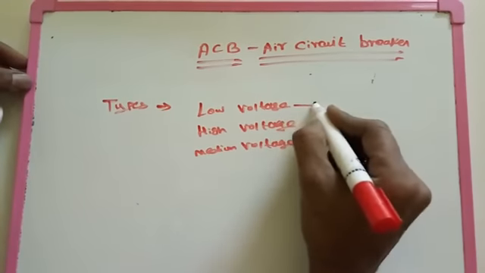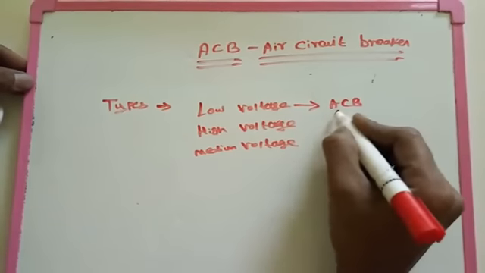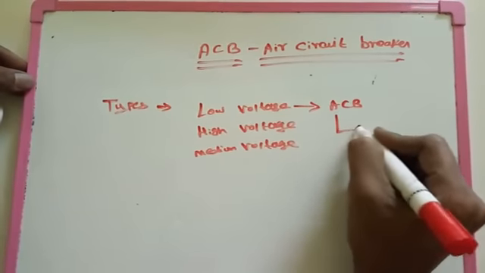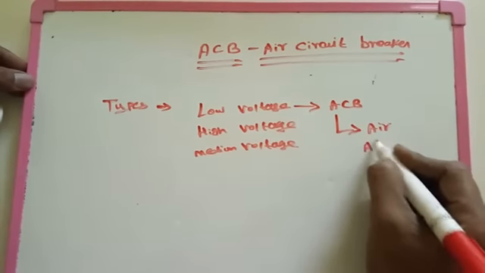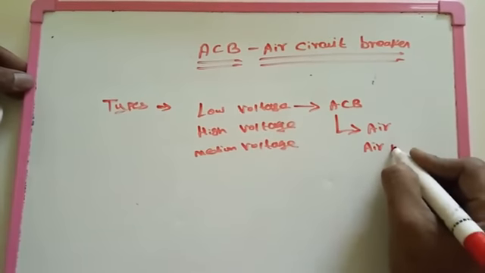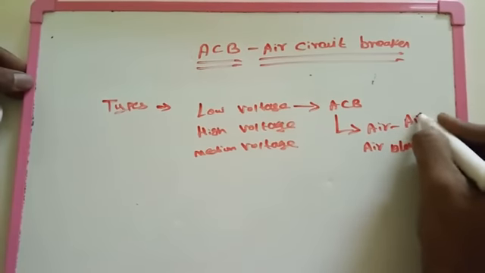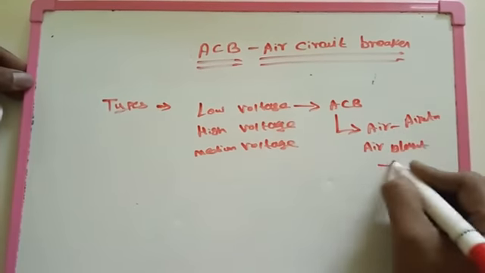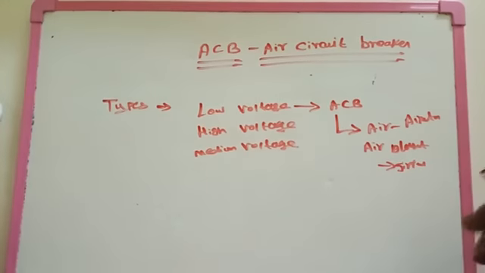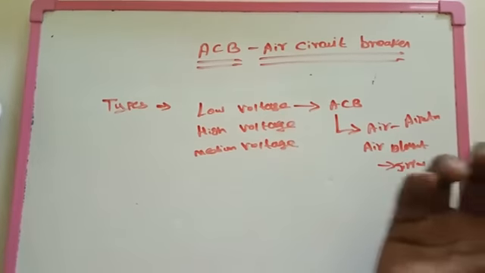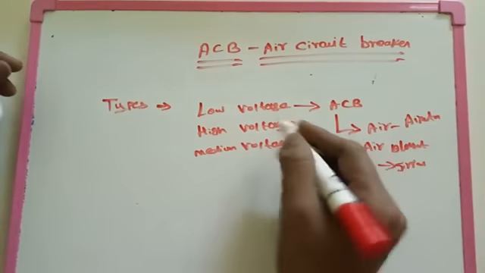First, in low voltage circuit breakers we have the air circuit breaker, that means ACB. ACB also has 2 parts. The first one is the air circuit breaker, and the second one is the air blast circuit breaker. This one uses atmospheric normal air. In this one we give artificial air from an external source into the circuit breaker. So these 2 circuit breakers are available in low voltage.